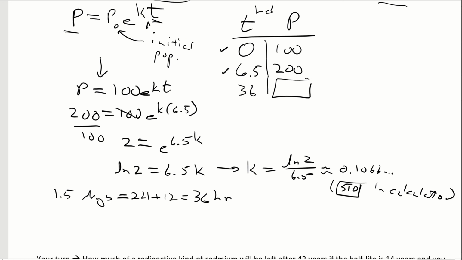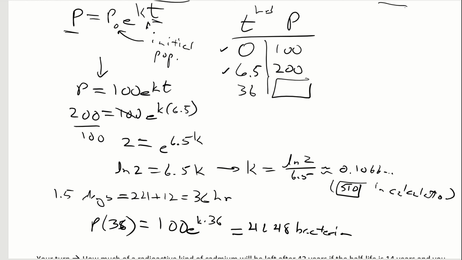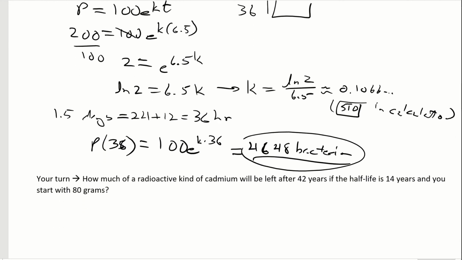This is where you get to use your formula, and your formula says, hey, P, when you go 36 hours out there, is equal to what? 100 e to the k times 36. And you use the stored value and you use your calculator. I got about 4648. So 4,648 bacteria is the answer. Ta-da! Math in action. Okay, that's how that's done.